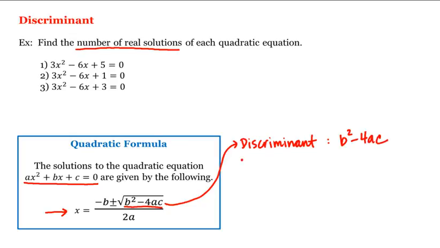And if we think about it, if this discriminant, this b squared minus 4ac, is a positive real number, then there'll be two real solutions to this quadratic equation. Negative b plus the square root of that positive number divided by 2a, and negative b minus the square root of that positive number divided by 2a. So in this case, there are two real solutions.